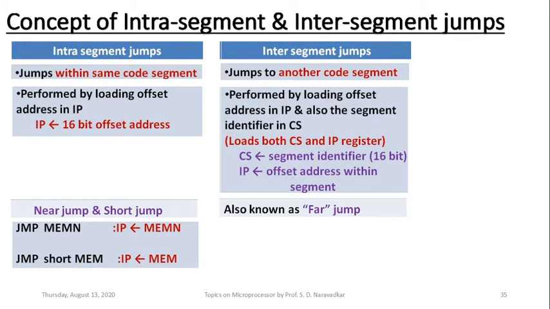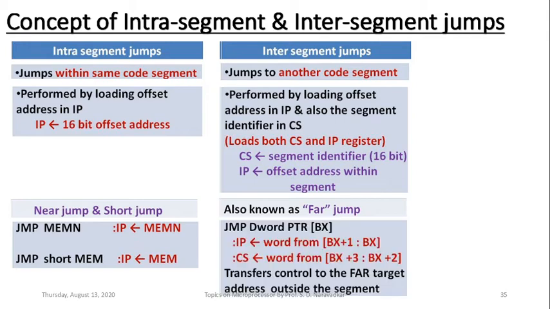Okay, so this short label will be loaded to the instruction pointer and subsequently a short jump will take place. Now, the example of the inter-segment jump is on the right side. Here is that inter-segment jump: JMP DWORD PTR [BX]. DWORD is double word, PTR means pointer, and inside the square brackets is BX. It clearly means the double word which is pointed to by the memory locations beginning with the contents of BX.